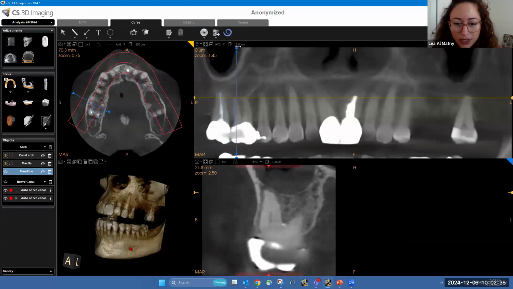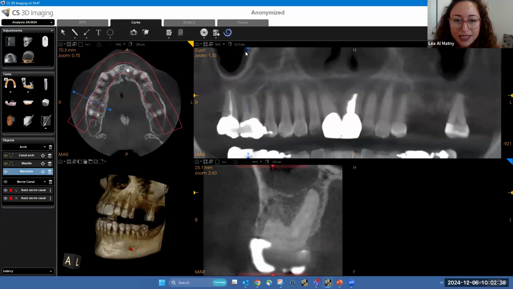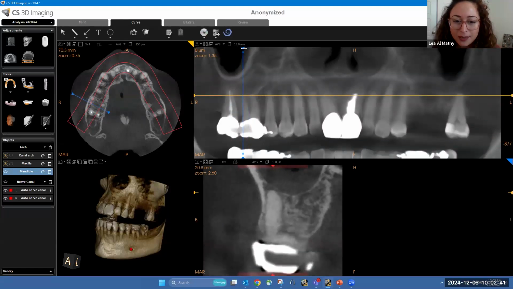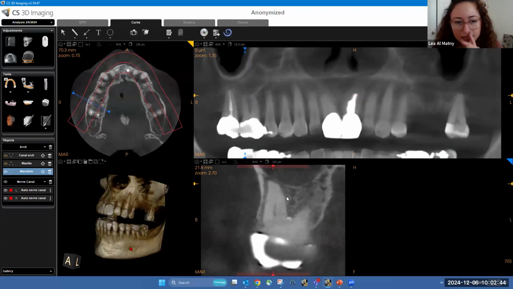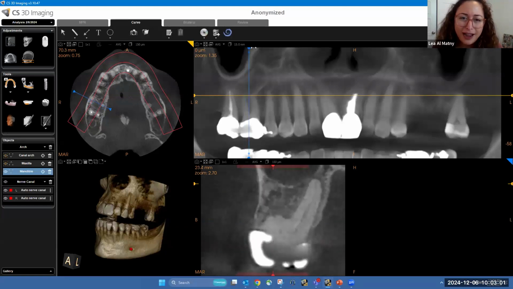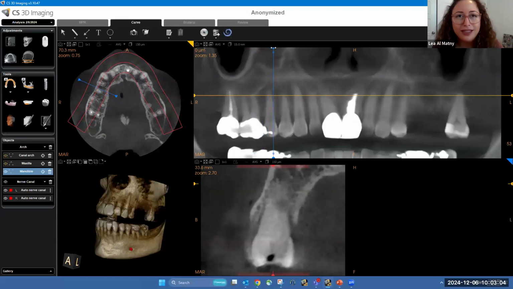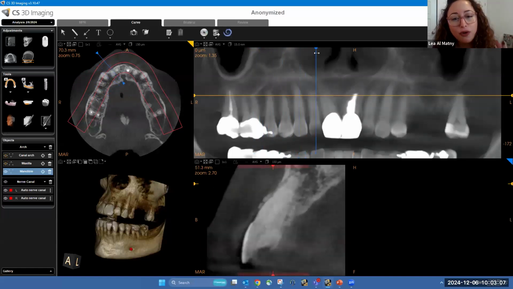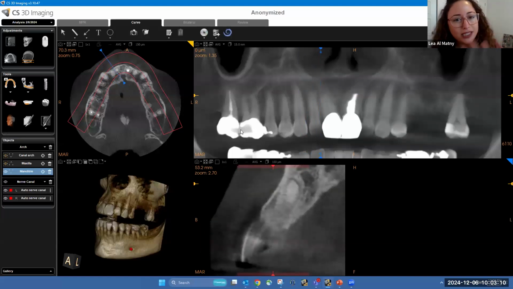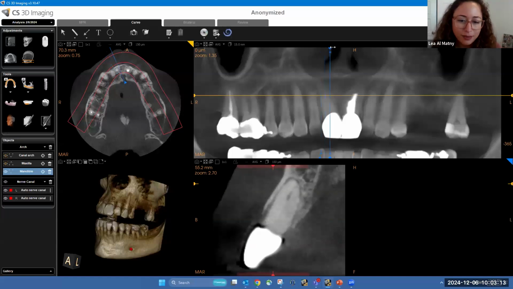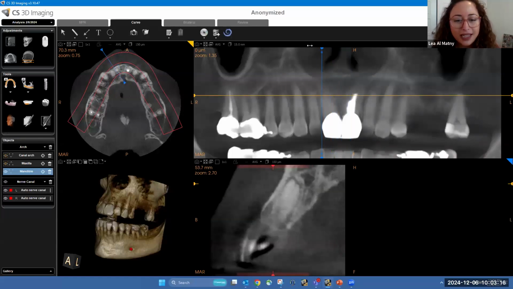If we continue scrolling, we can see we have apical PDL space widening on number 3, especially over here. At this point, we're thinking, is this occlusal trauma? Is there a lesion that has started to form? And by the way, this is an enamel pearl. Where you see a globule of enamel within the furcation area, it's usually irrelevant to the patient's symptoms. It doesn't really cause anything except for periodontal problems, so you might see more bone loss around an enamel pearl compared to anywhere else.